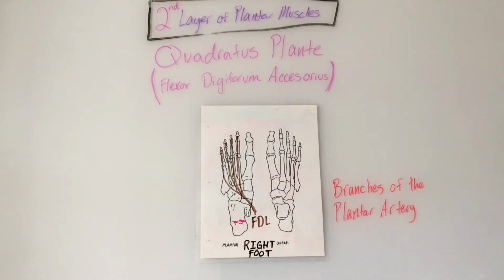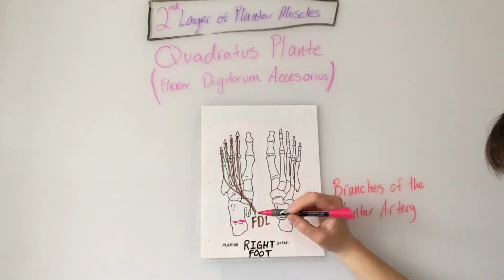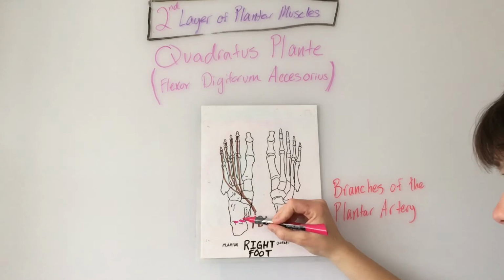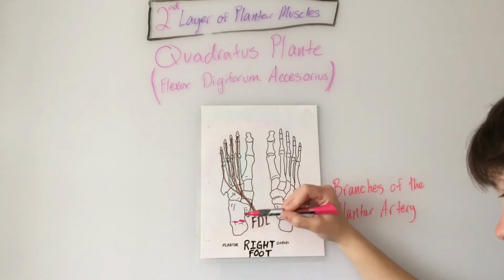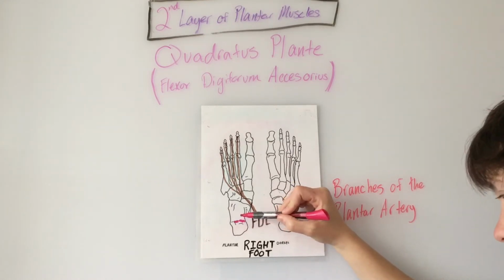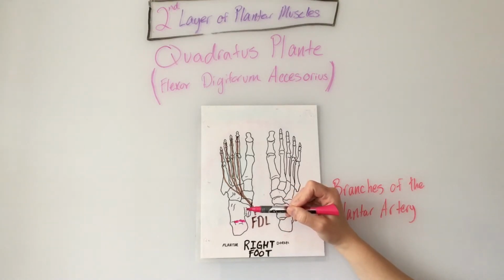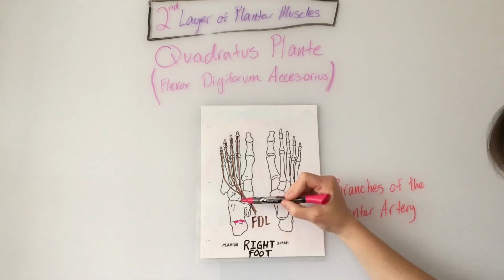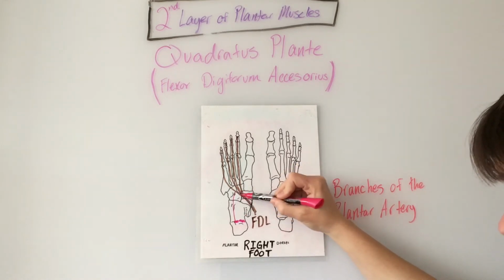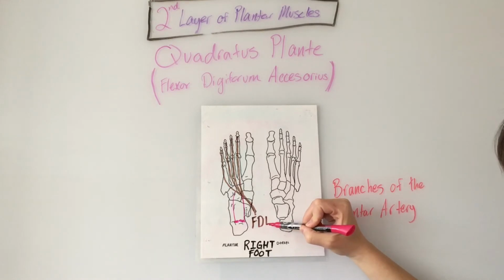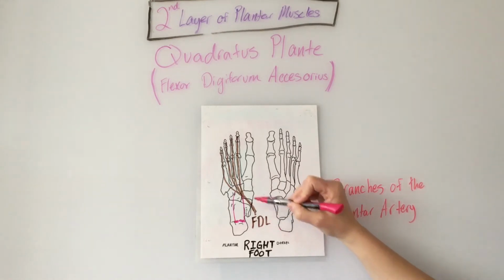The quadratus plantae, also known as the flexor digitorum accessorius, has two points of origin, a medial head and a lateral head. The medial head is on the calcaneus, medial concave surface just below the groove for the flexor hallucis longus, and the lateral head on the calcaneus as well, distal to the lateral process of its tuberosity and to the long plantar ligament. Both of these insert on the lateral side of the flexor digitorum longus tendon.